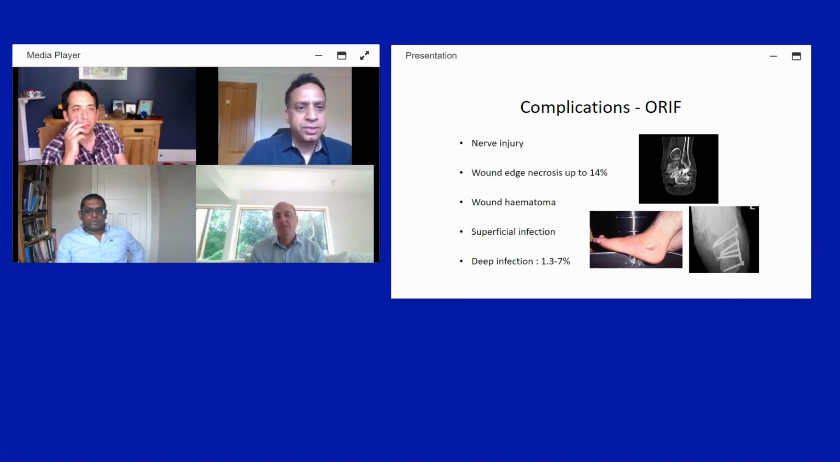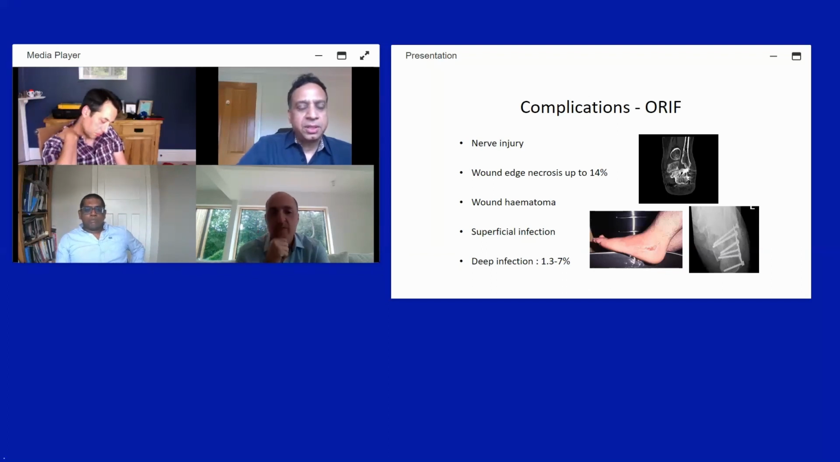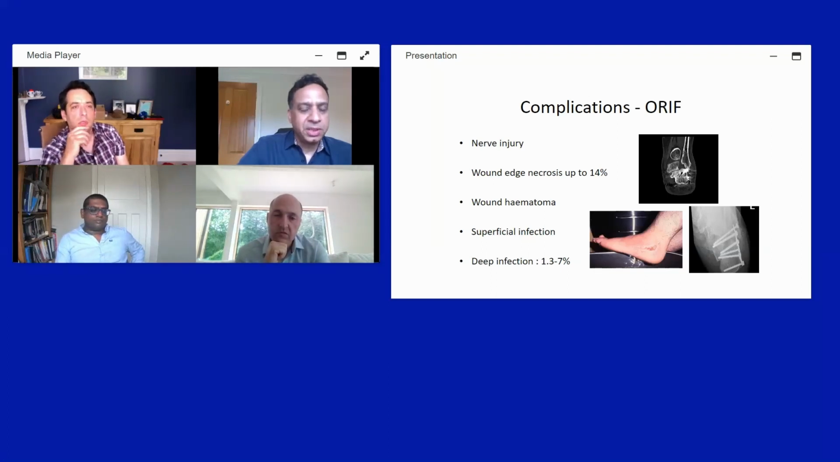That's great. Thanks, Roland, for sharing that case. Obviously, one of the complications that we see is a wound problem with the extensile lateral approach or extended lateral approach. And if we look at the literature, the deep infection rate can reach up to 5 to 7%, and wound dehiscence is reported at 10 to 14%, being one of the worries.